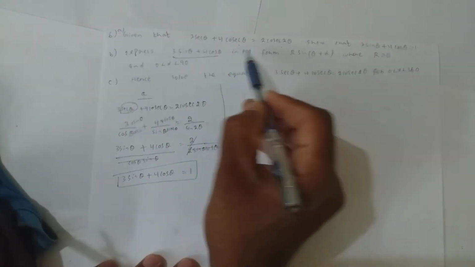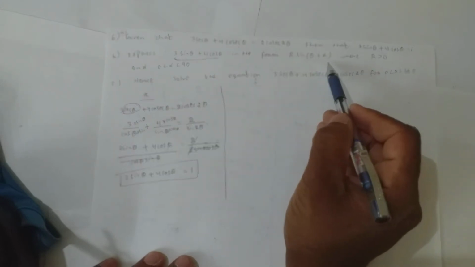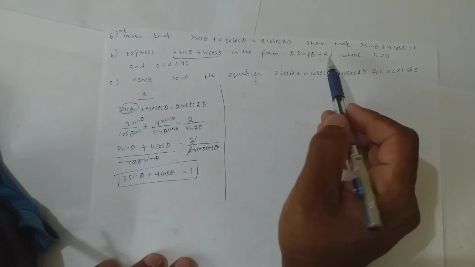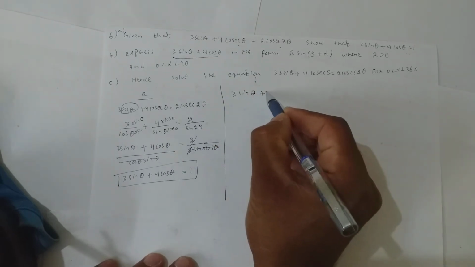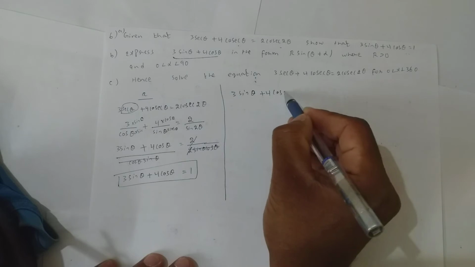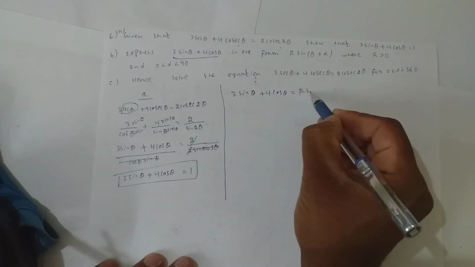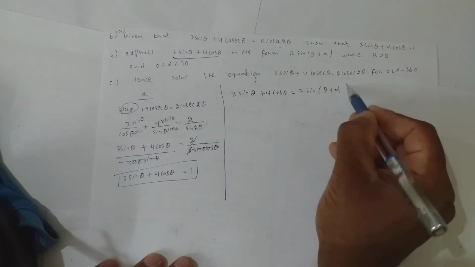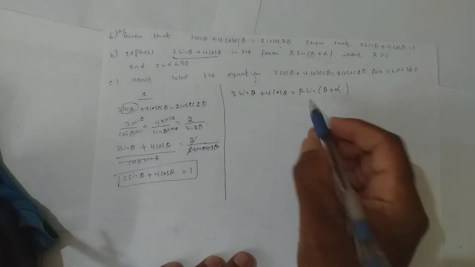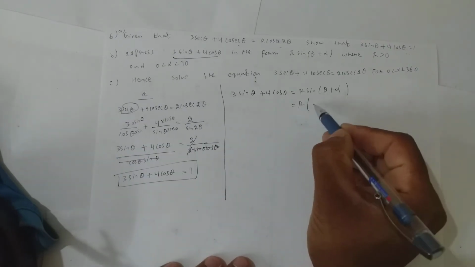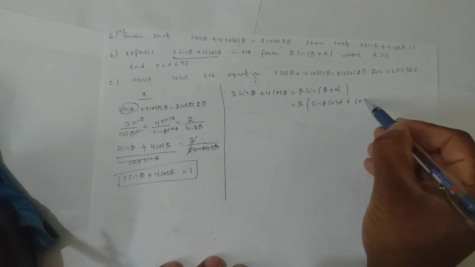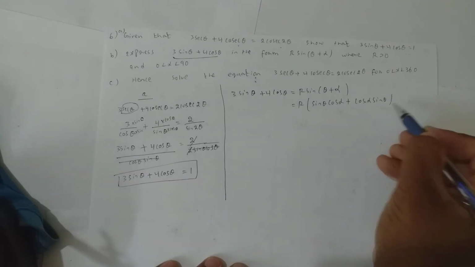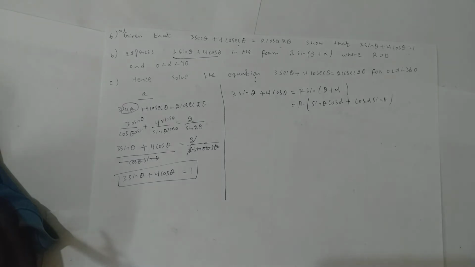Express this in the form of r sin theta plus alpha. Same like earlier videos. What is the first step? 3 sin theta plus 4 cos theta equal to r sin theta plus alpha. What you do next? You expand it. Sin theta cos alpha plus cos theta sin alpha. I expanded using sin a plus b formula.